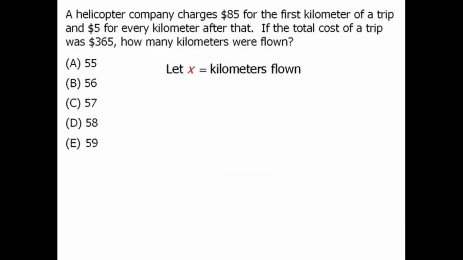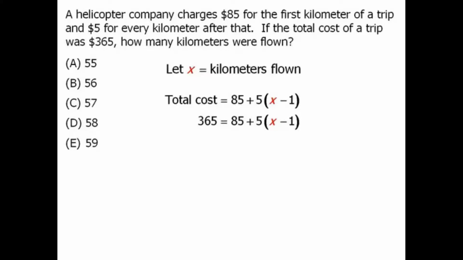To begin, let's let x equal the total number of kilometers flown for this trip. We're told that the cost of any trip is equal to $85 for the first kilometer plus $5 times every kilometer after that. In other words, 5 times x minus 1. Now for this question, we're told that the total cost of a particular trip is $365. So we now have an equation to solve.